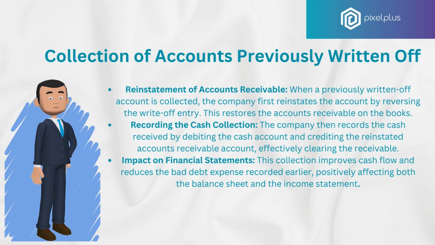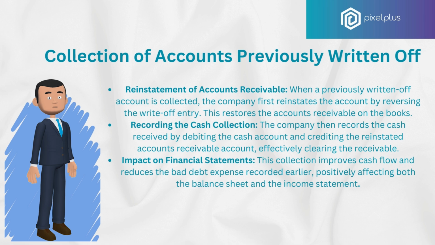Example entry: debit, accounts receivable. Credit, allowance for doubtful accounts. This reinstates the accounts receivable on the company's books, reflecting the receivable as if it had never been written off.